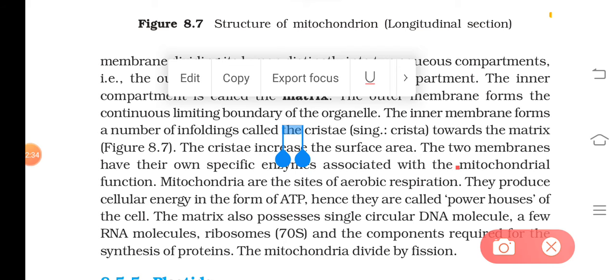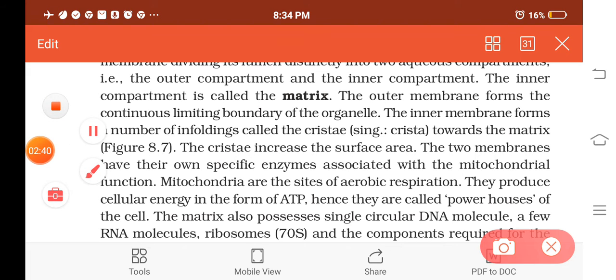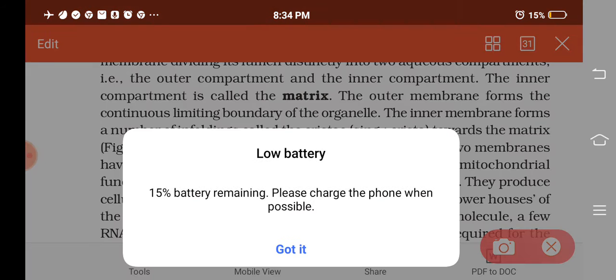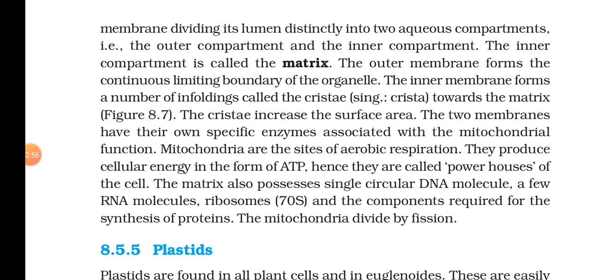Cristae are the infoldings of the inner membrane of the mitochondria. And the function of cristae is what? To increase the surface area. It increases the surface area. The cristae increase the surface area.